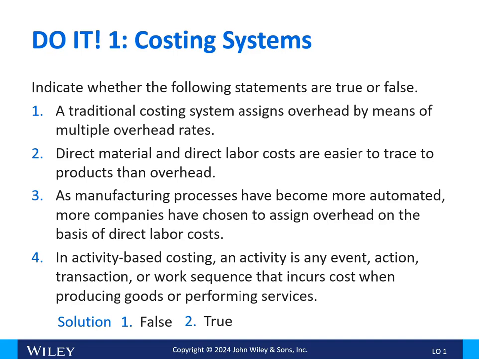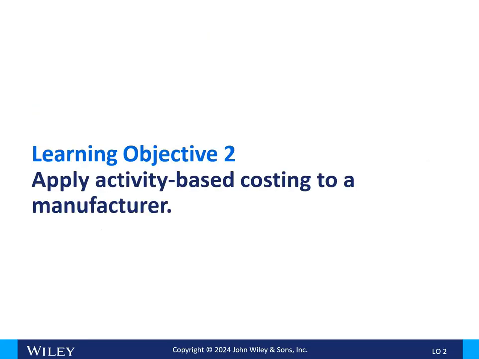As manufacturing processes have become more automated, more companies have chosen to assign overhead on the basis of direct labor hours. It's false. It's actually just the opposite. As you have more automation, you have less direct labor, so you're moving away from using that as a cost driver. And 4, in activity-based costing, an activity is any event, action, transaction, or work sequence that incurs cost when producing goods or performing services. That is true. That's the idea behind it.